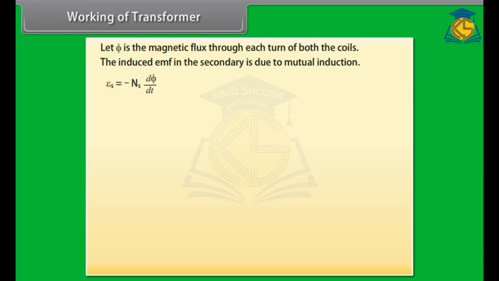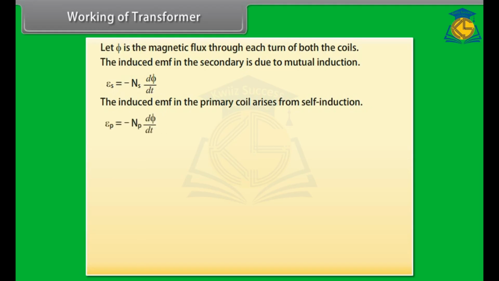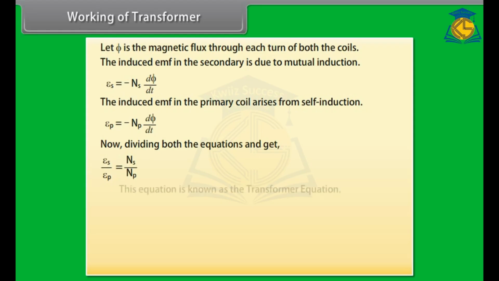ES is equal to minus NS d phi by dt. The induced EMF in the primary coil arises from self-induction. EP is equal to minus NP d phi by dt. Now, dividing both the equations, we get ES by EP is equal to NS by NP. This equation is known as the transformer equation.